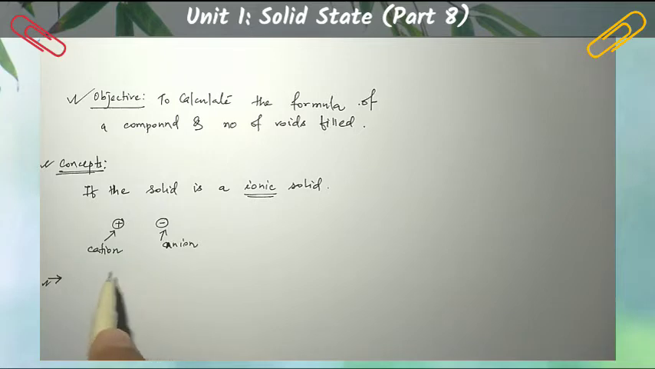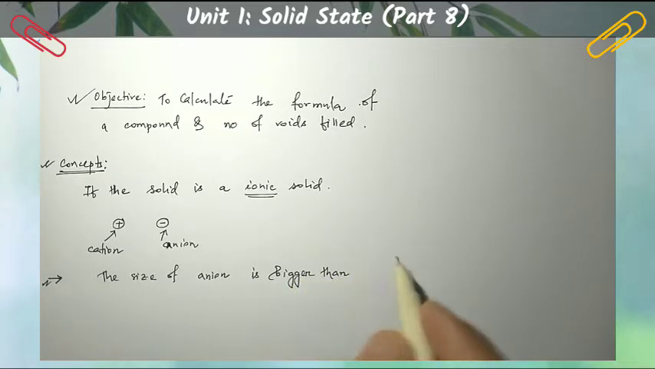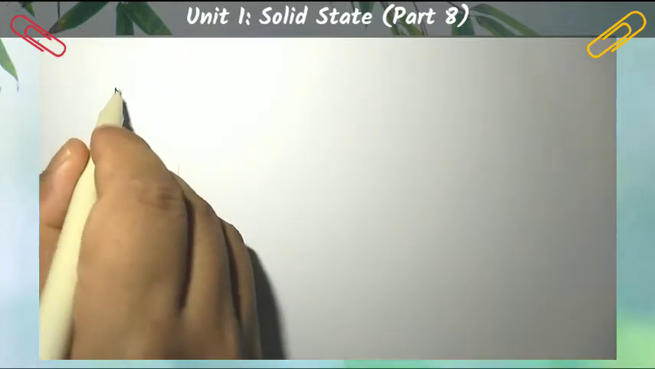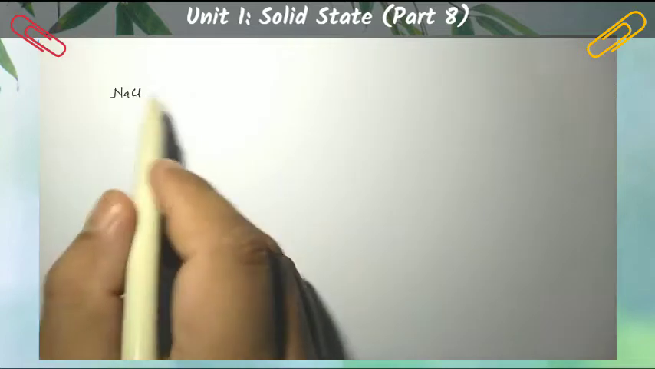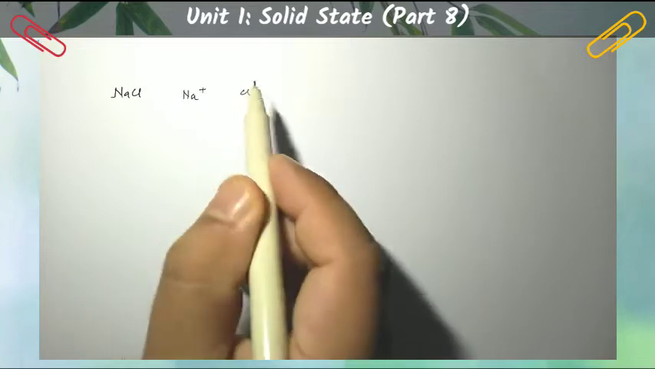One more important point to always remember: the size of the anion is bigger than the cation. What is the reason behind this? We can understand it by taking an example. Let's suppose we have the sodium chloride crystal, an ionic solid, with sodium positive and chloride negative constituent particles.